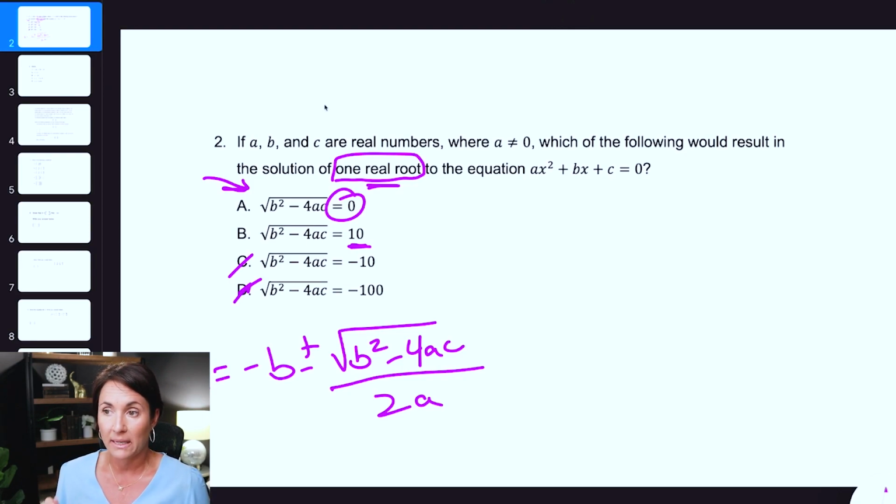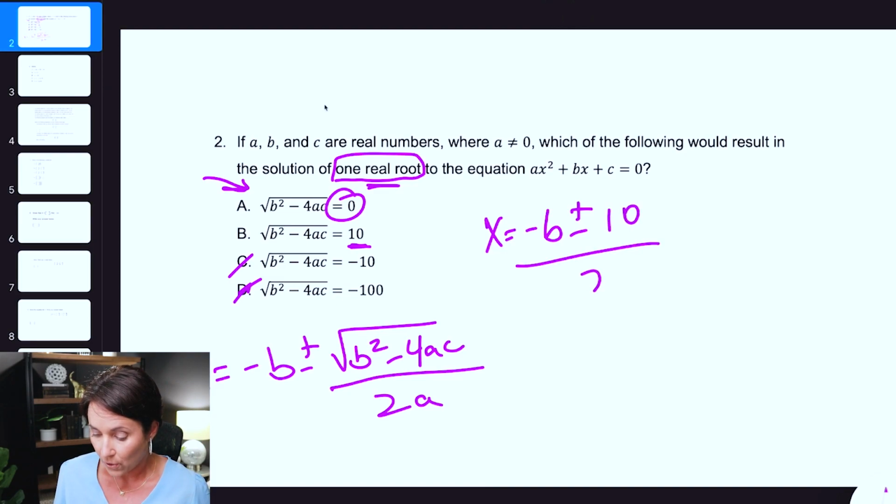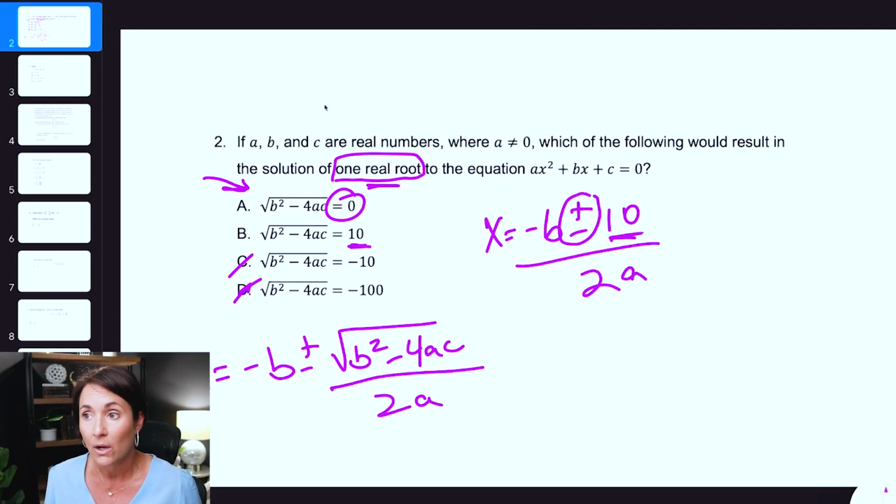Let's take a look at what it would mean if everything under that radical is 10. So I have x equals -b plus or minus 10 over 2a. Now, because we have this plus or minus here, and because 10 is a real number, we're actually going to have two real solutions here. If we worked this out, we would get two real roots. So that one is not the answer because we're looking for one real root. So we'll cross that one off.